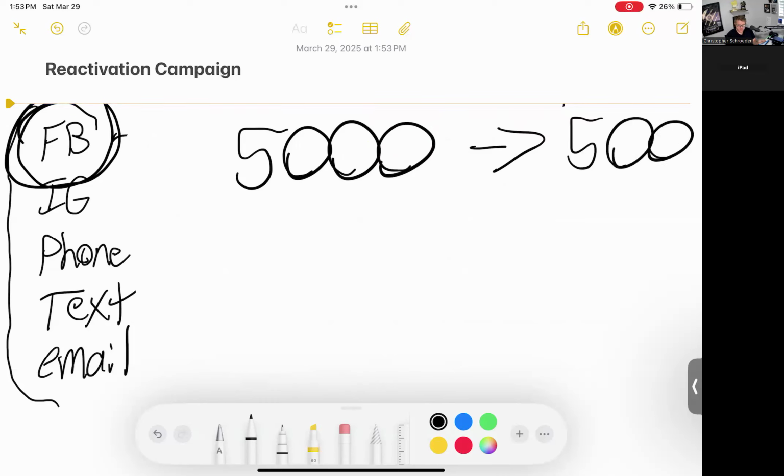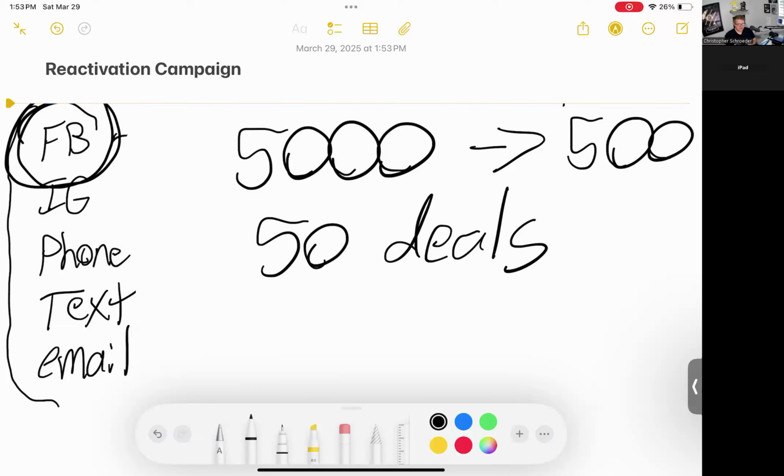Okay, you close 10% of 500. That means you close 50 deals. So 50 deals, right? Let's just keep it at 80, right? Or you know what? Let's go to 50. I want to go to 50. So you close 50 deals at $50, right? That is $2,500 in profit.